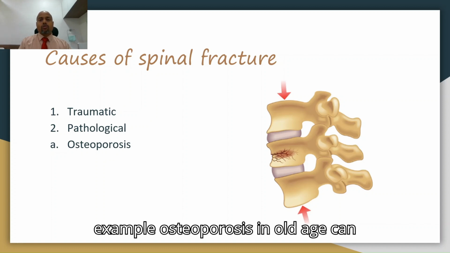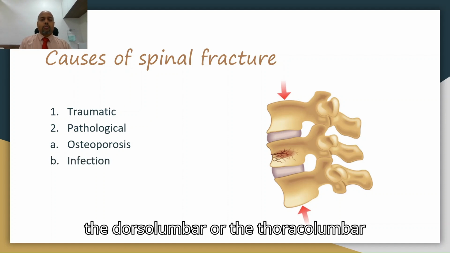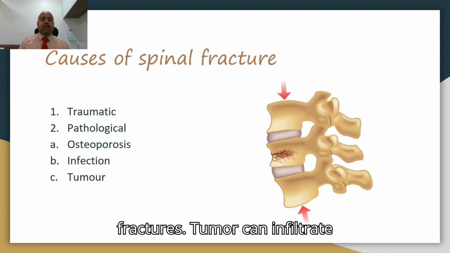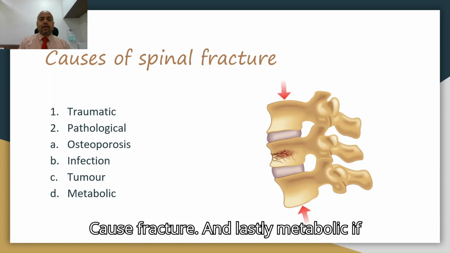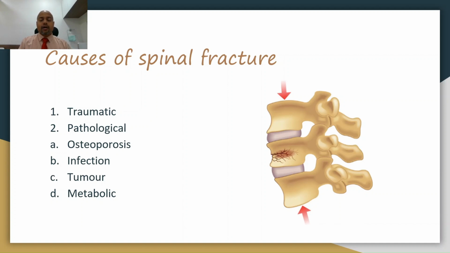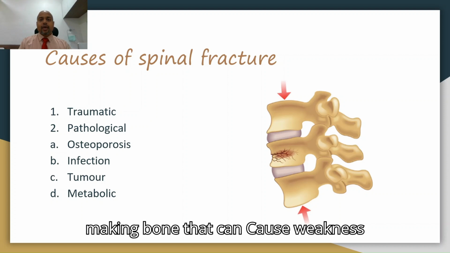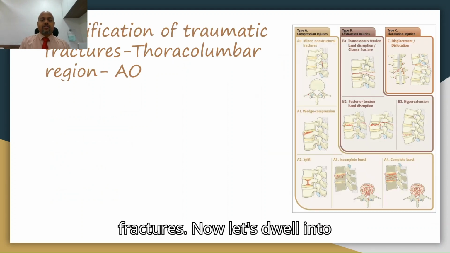So for example, osteoporosis in old age can cause fractures of the spine, mostly at the dorsolumbar or the thoracolumbar region. Infection can also cause weakness in the bones and cause fractures. Tumor can infiltrate into the bone and cause weakness and fracture. And lastly, metabolic. If your bone physiology is deficient in terms of vitamin D, in terms of making bone, that can cause weakness inherently in the bone and cause fractures.